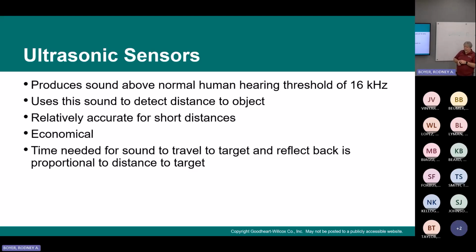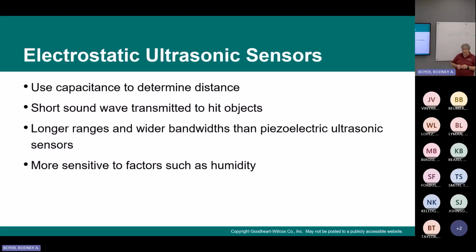They are relatively accurate over short distances and very economical. The time needed for the sound to travel to the target and reflect back is proportional to the distance of the target. Same thing with any time of flight sensor.